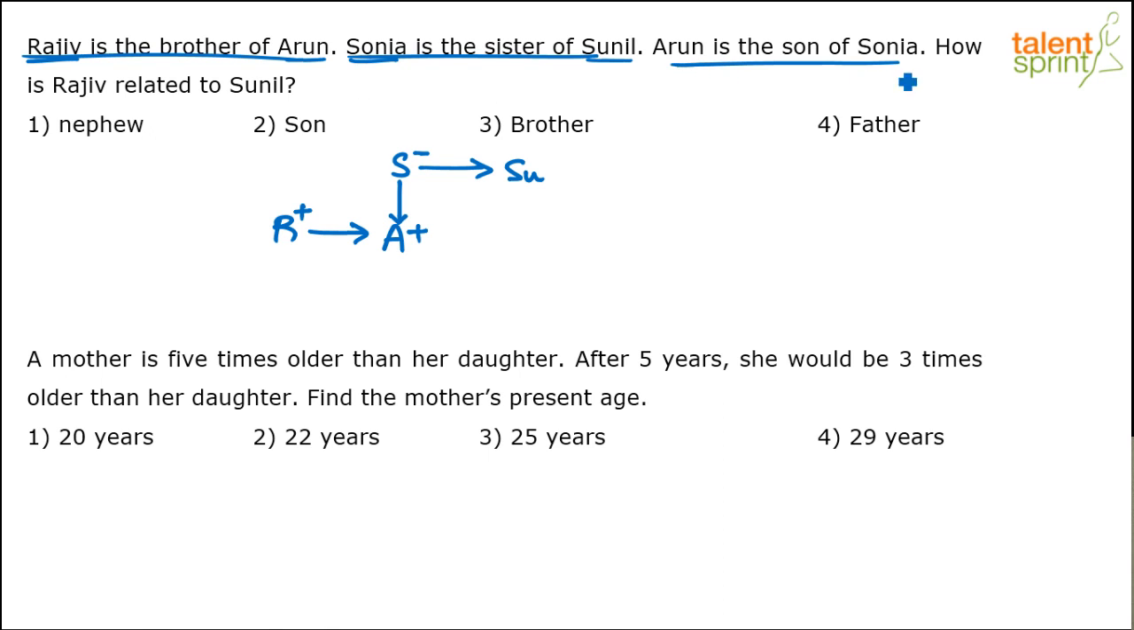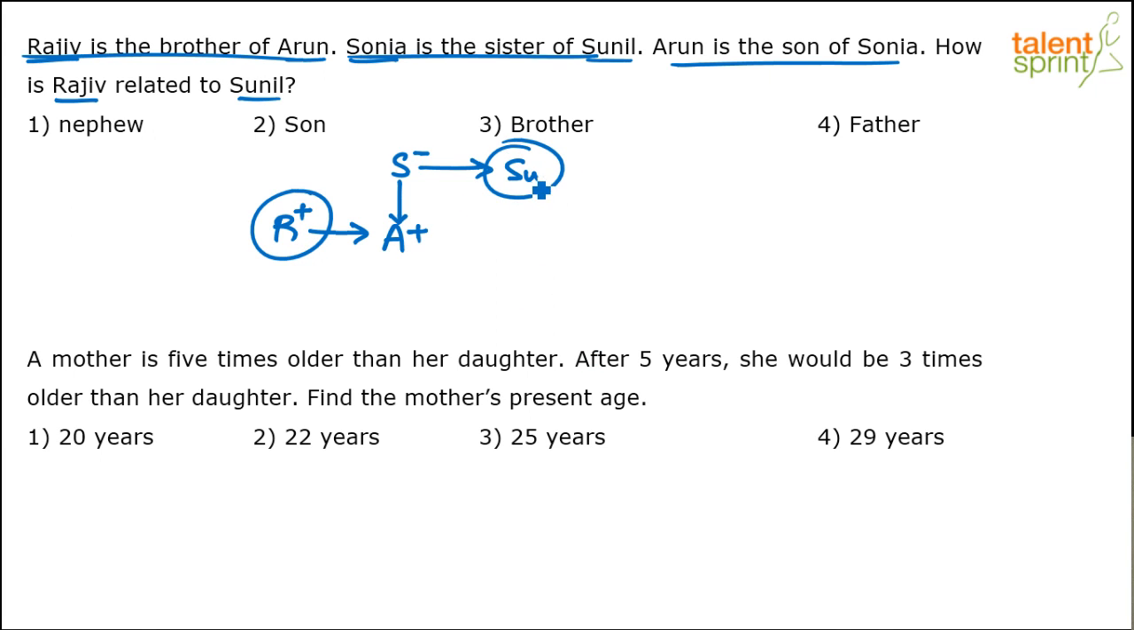So don't go by the names that you know, or don't try to identify the gender based on name. And the third statement is Arun is the son of Sonia. So clearly you have to plot them in a way that the generation gap is reflected here. Sunil and Sonia are in the top generation. Rajiv and Arun are in the bottom generation. Now how is Rajiv related to Sunil?